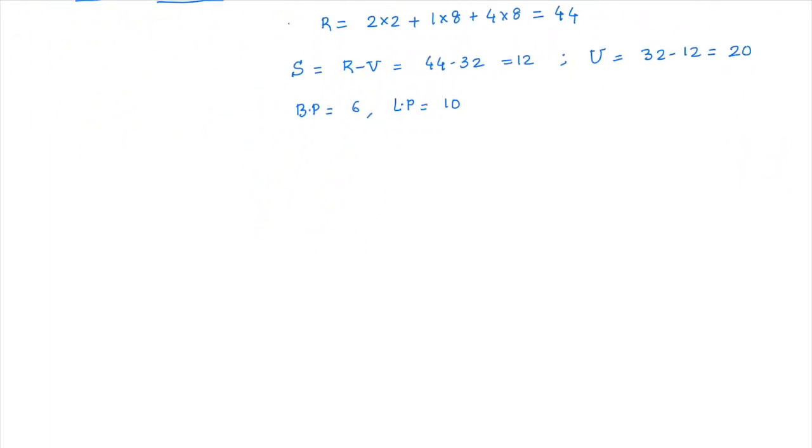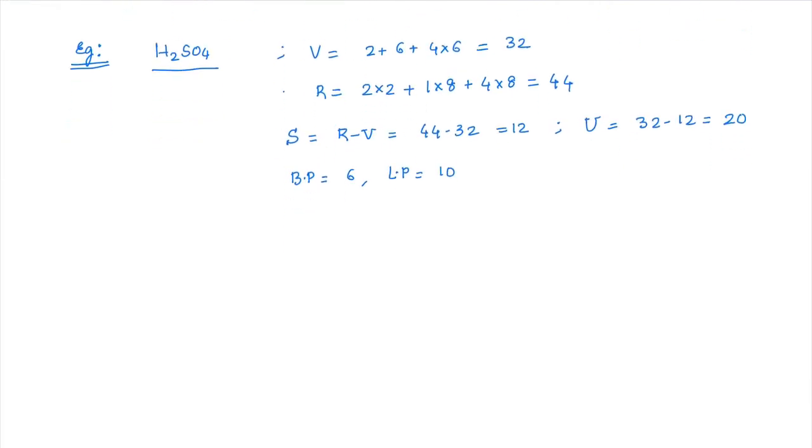Let me showcase this by Lewis dot structure. For H2SO4, what we will do? First, we will make sure sulfur is written here. Then I'll put 4 oxygens here and 2 hydrogens here.